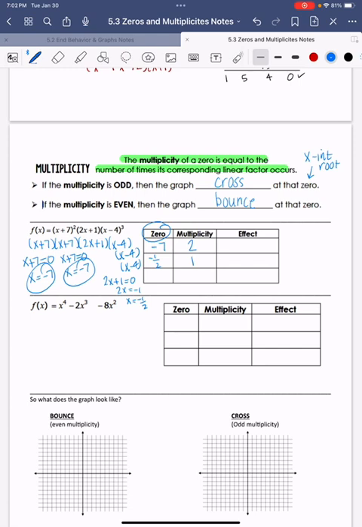And then you've got x minus 4 three times. Well, the shortcut is to look at the individual degree of the factor. So the individual degree right there is 3. So the 0 is going to be at 4. Its multiplicity is going to be 3. Okay, even multiplicity bounces. So 2 is even, that's going to bounce. Odd multiplicity crosses.